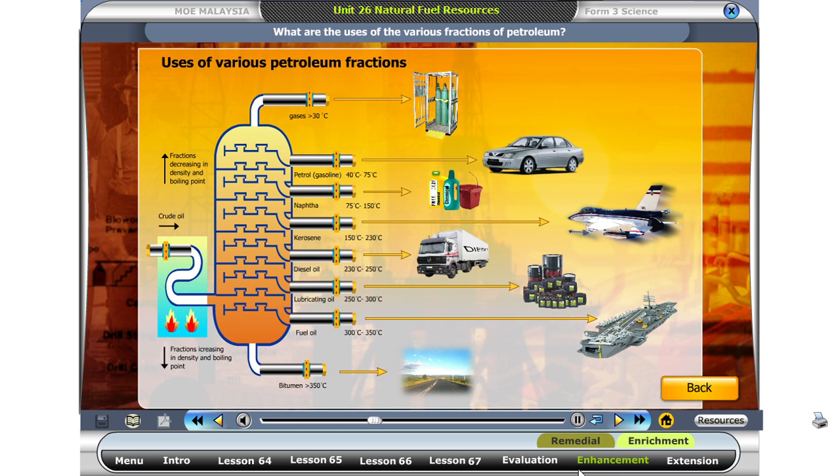What are the uses of petroleum fractions? Bitumen is used for paving roads. Fuel oil is used to generate electricity and fuel for ships. Lubricating oil is used for engine lubrication. Diesel is used for trains and diesel engines. Kerosene is used in jet aircrafts, lamps, and stoves. Naphtha is used to make synthetic materials such as plastic and PVC. Petrol is used as car fuel. Petroleum gas is used as cooking gas.